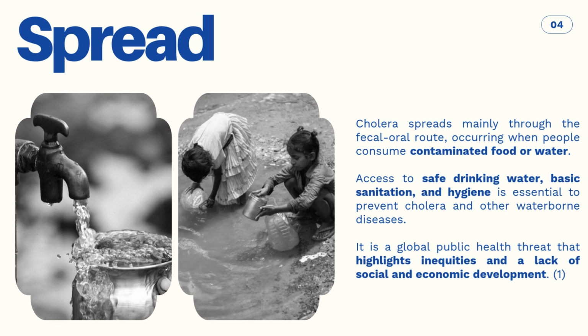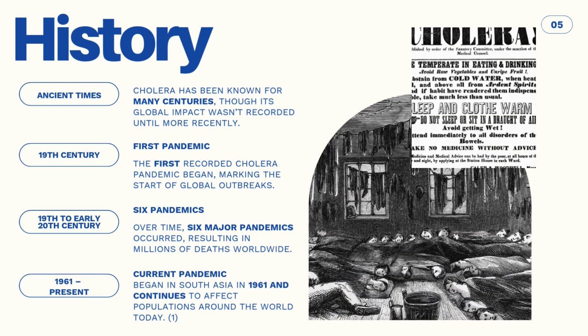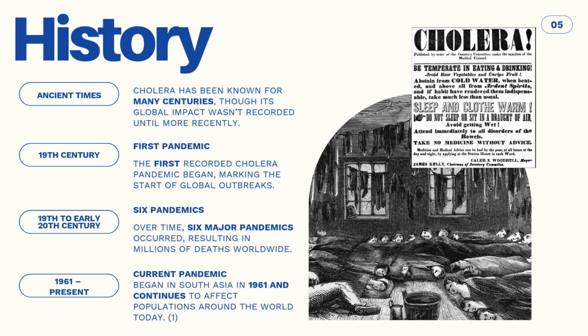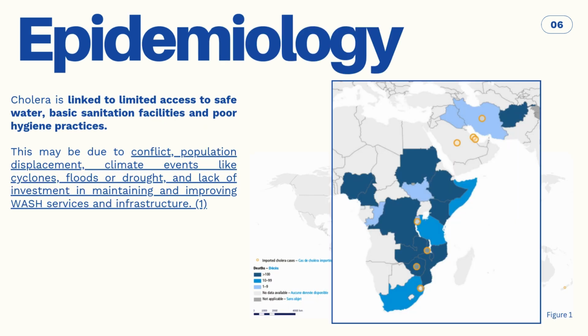Cholera spreads via the fecal-oral route through contaminated food or water. Safe water, sanitation, and hygiene are key to prevention, highlighting deep social and economic inequalities. Cholera has been known for centuries, but its global impact emerged in the 19th century. Six major pandemics during the 19th and 20th centuries caused millions of deaths, and the ongoing seventh pandemic began in South Asia in 1961 and it's still going on.